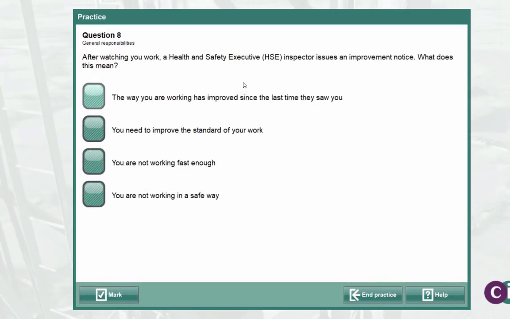After watching you work, a Health and Safety Executive HSE inspector issues an improvement notice. What does this mean? The way you are working has improved since the last time they saw you. You need to improve the standard of your work. You are not working fast enough. You are not working in a safe way.